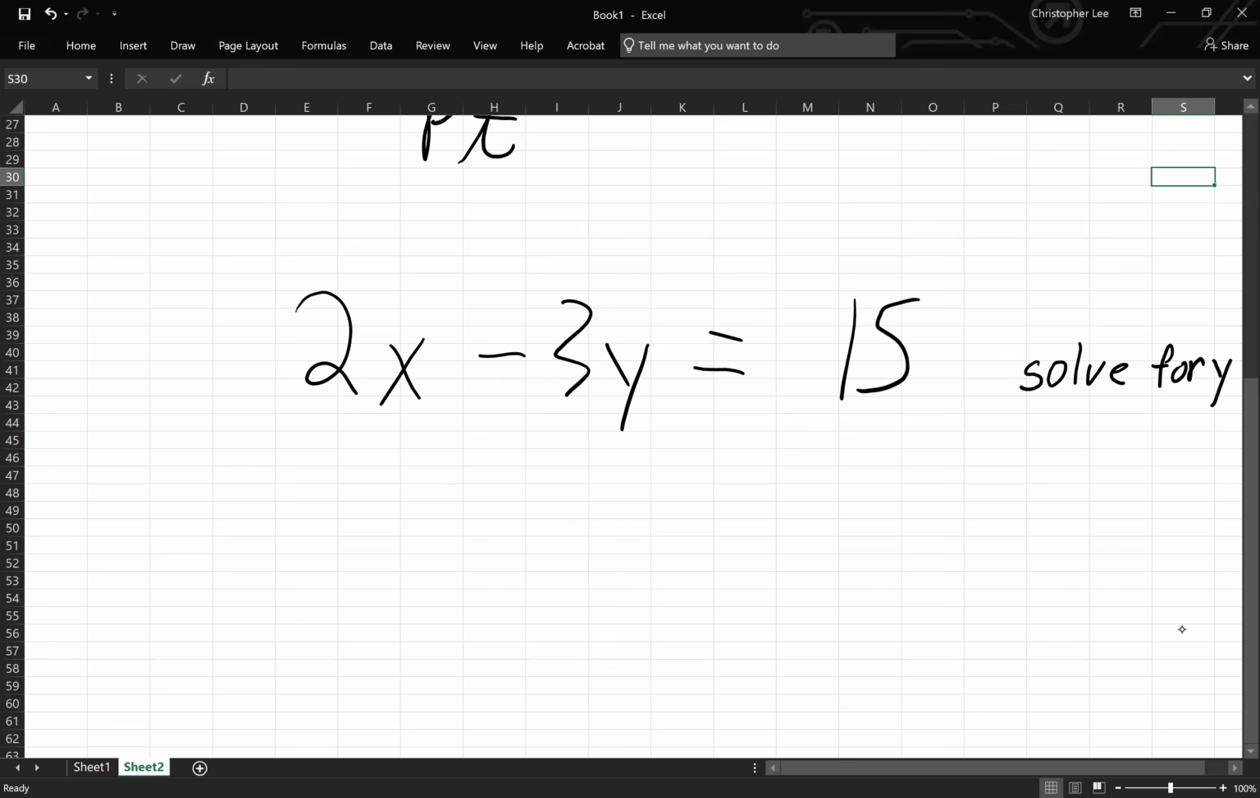This is going to become negative 3y equals 15 with a 2x next to it. And then get the y by itself. So now we do negative 3y divided by negative 3y, and 15 divided by negative 3y equals negative 5y, and 2x.